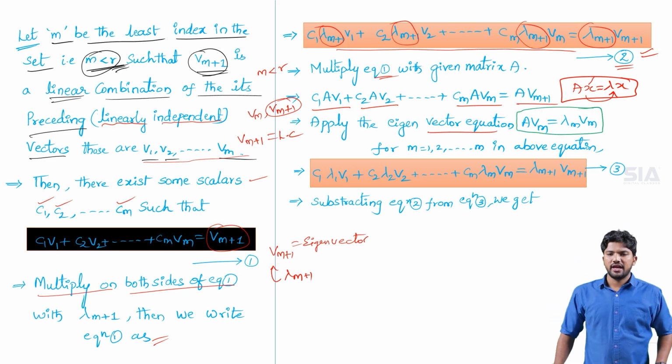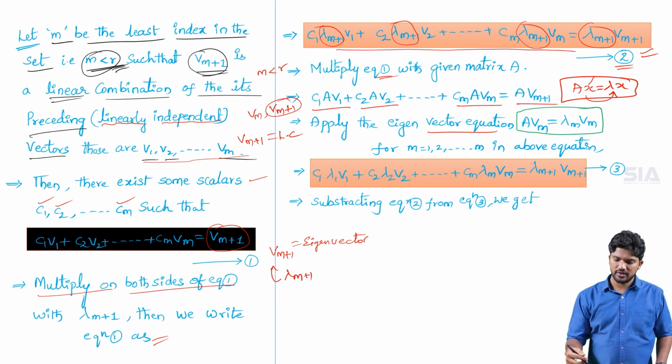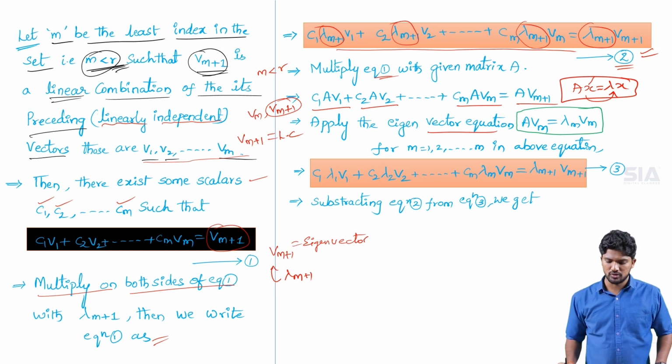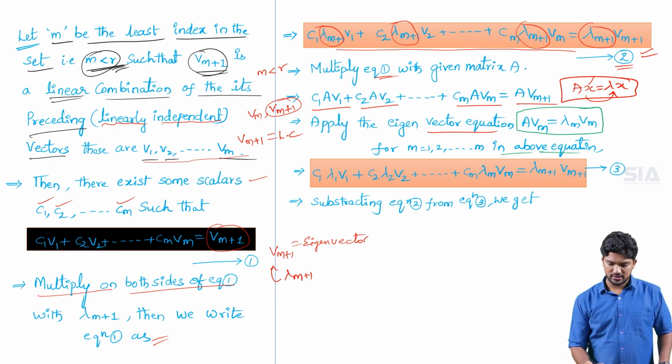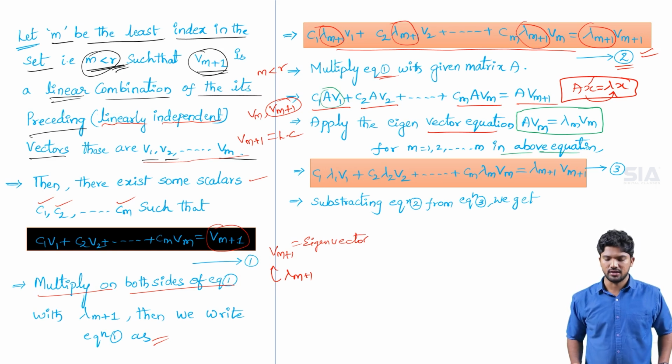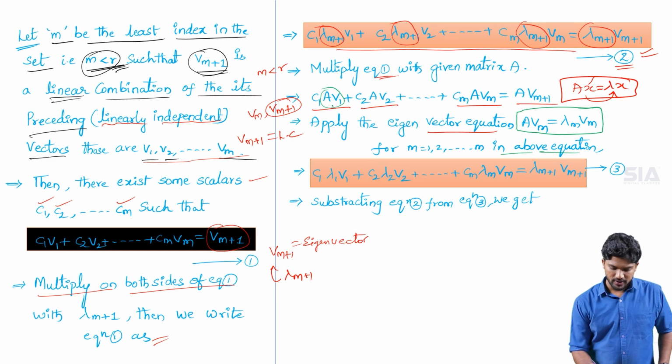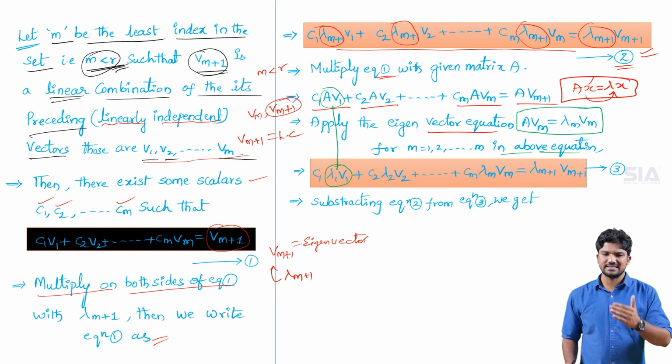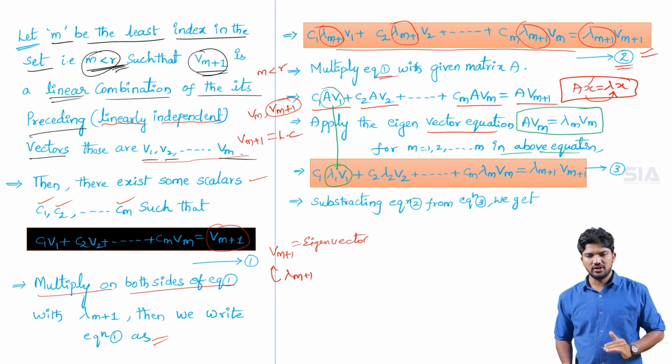Okay, so therefore A into v suffix m is equal to lambda m into v suffix m. Wherever you have that value, you can replace. For m is equal to 1 up to small m in the above equation, we will get equation number 3. So here we have A into v1. For that A into v1, we can write lambda 1 into v1. c1 will be as it is. Why? Because it is a scalar. A into v1 plus, we are replacing lambda 1 into v1.